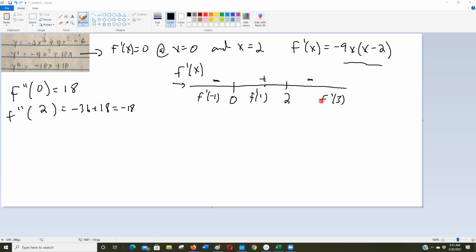And then I chose 3. So that would be -27 times a +1, because 3 minus 2 is 1. So it's negative. So the first derivative is negative. What I'm seeing with this is the function's changing from a decreasing function to an increasing function at x equals 0. So that tells me this is going to be a minimum value in the graph.